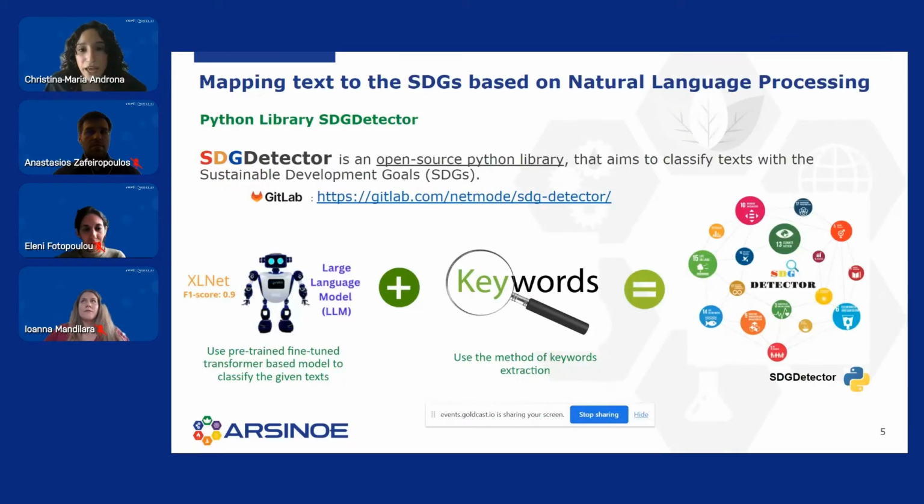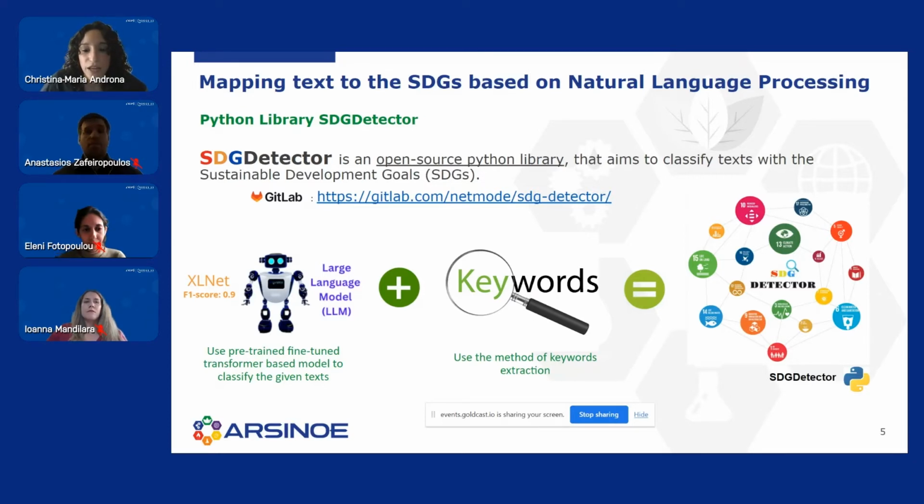So in order to be able to introduce all these text documents to the SustainGraph and map them to the Sustainable Development Goals, we created an open source Python library called the SDG-detector. So this library aims to classify text, and in our case, policy documents, with the Sustainable Development Goals. And again, I provide here the link so you can find more about it.